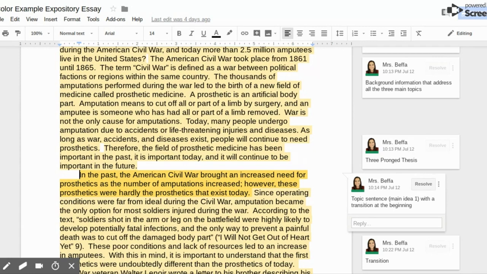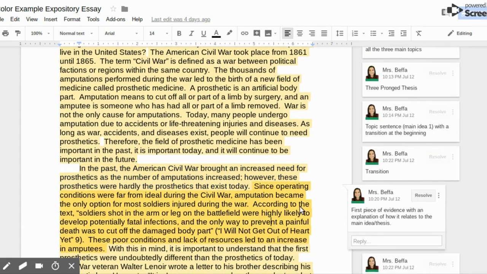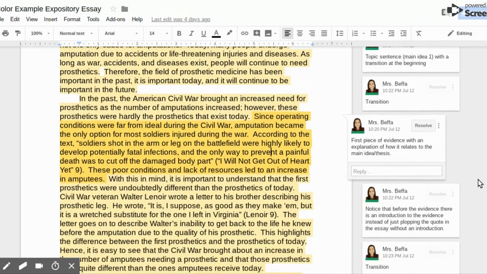And then you can see the evidence that I came up with. I quoted from the article about Walter Lenore, and then I cited that in my in-text citation here. "I will not get out of heart yet." And then page 9, because it was page 9 of the scope text set, and there was no author, so I went with the title. And then I explained that these poor conditions and lack of resources led to the increase in amputees, which is part of my main idea, that there was an increased need in the past.